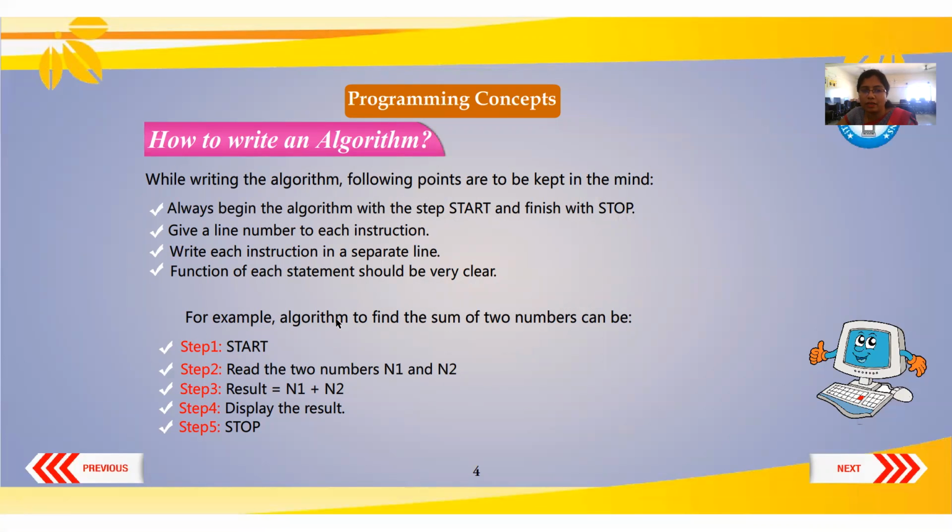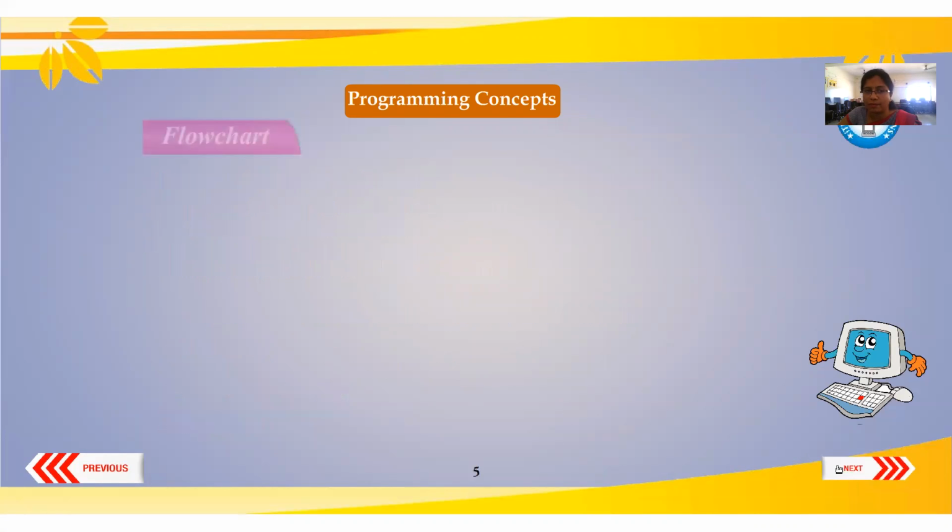See, for example, algorithm to find the sum of two numbers: start, read the two numbers n1, n2, result is equal to n1 plus n2, display the result, stop. Simple as such.